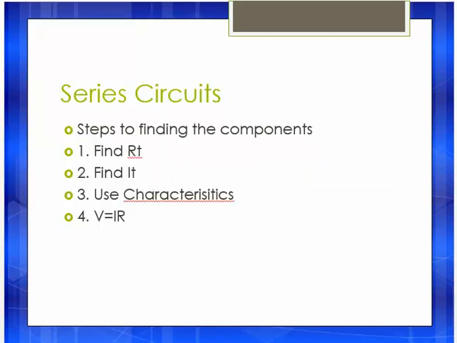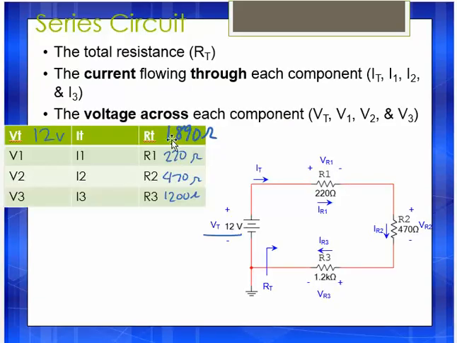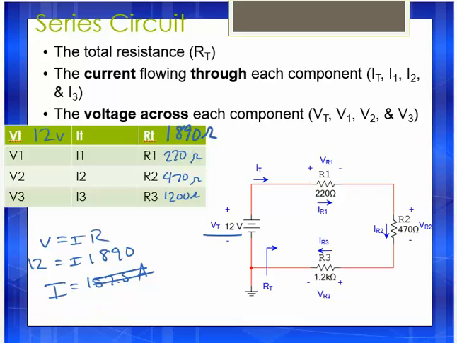Second step, find IT. Well, how do we go about finding IT? The nice thing is we've got V and we've got R, so I can use Ohm's law and say that V equals I times R, or 12 equals I times 1890. And my, do we have some current here. The current equals 157.5 amps. My apologies, I'm in a hurry. We actually get 0.0063 amps. This is my IT.